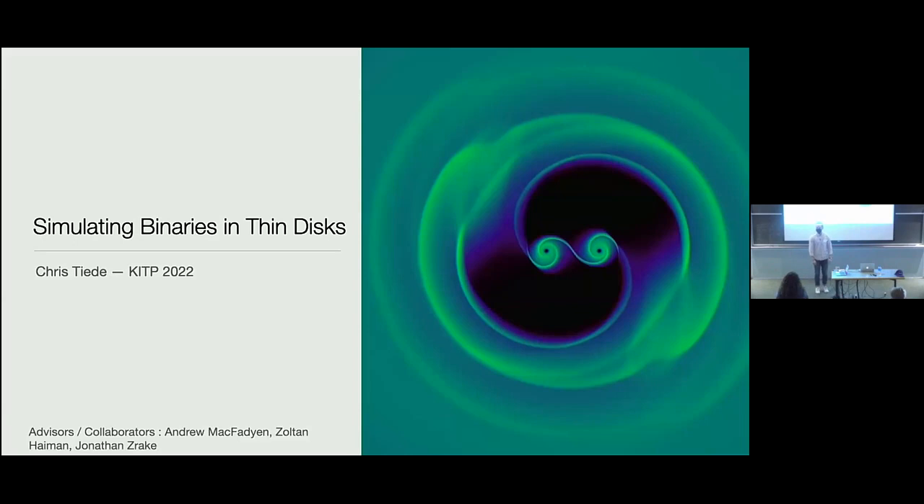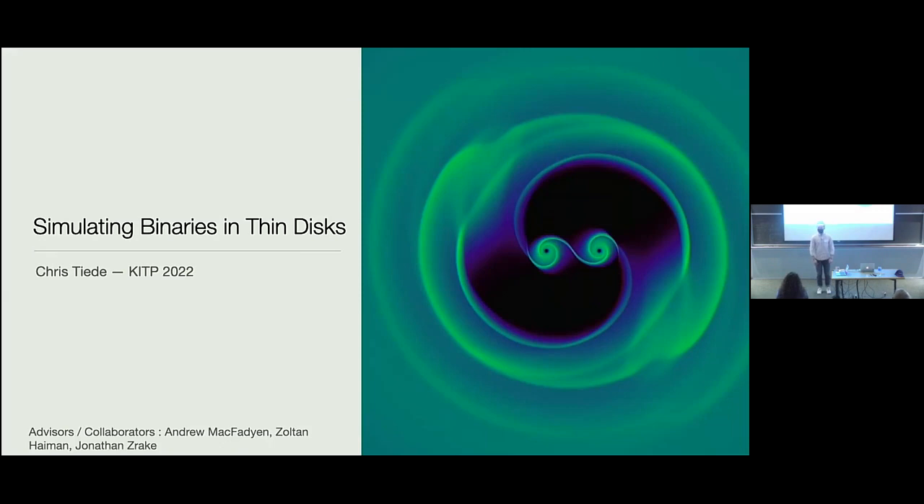I'm a graduate student at NYU, finishing up my PhD studies with Andrew McFadgen, and then I collaborate often with Zoltan Hyman and Jonathan Drake. So I tend to think primarily about simulating binaries embedded in accretion disks, and I think about this problem primarily in the context of supermassive black hole evolution usually.